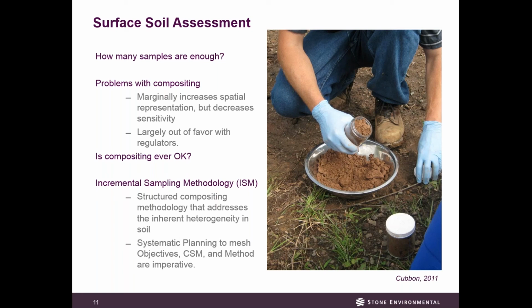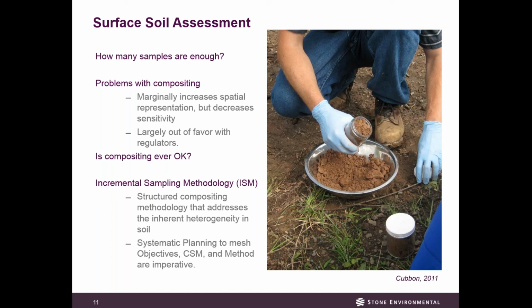Okay, so the ISM. So as Ryan mentioned, it's a structured compositing methodology that addresses the inherent heterogeneity of the soil. That's from ITRC. It relies very heavily on upfront systematic planning and to mesh the objectives of the study, the data quality objectives, the objectives of the developer, if it's a brownfield site, for instance, the CSM, both the depositional system and what the analytes of concern are and where they were used on a site, and the method, the actual collection method. Without that systematic planning, it doesn't work.